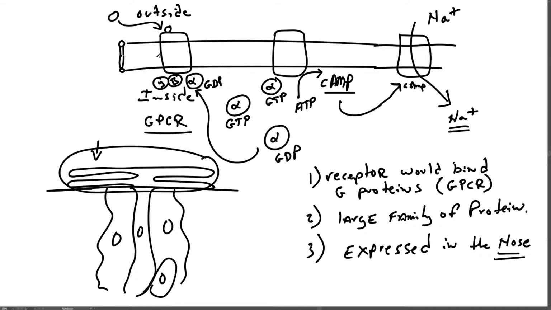So what they're trying to determine in this publication is what these receptor molecules are. Are they G-coupled protein receptors? Does a large family of them exist? And are they expressed in the nose?